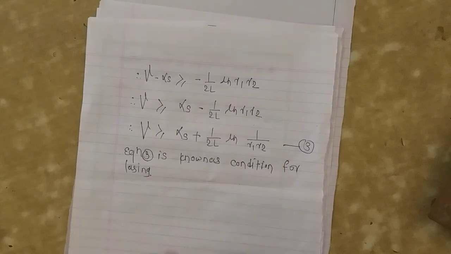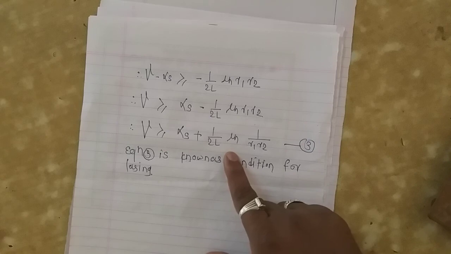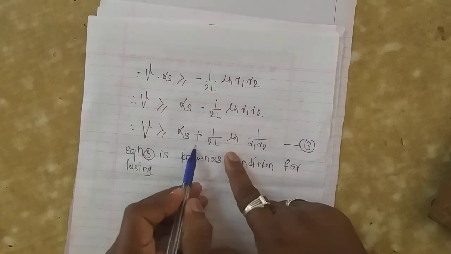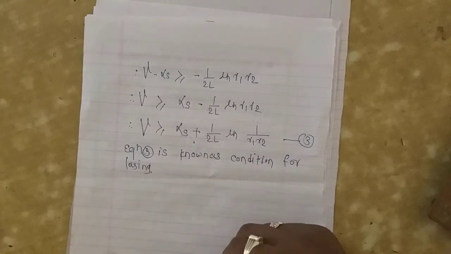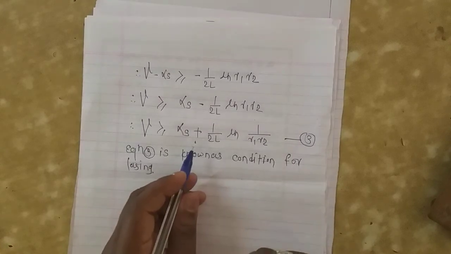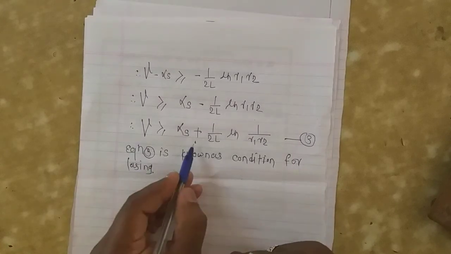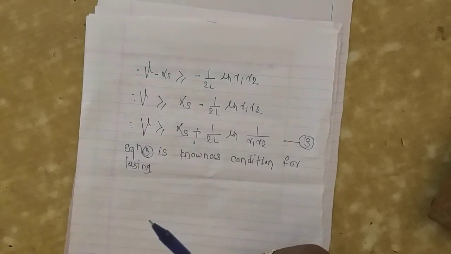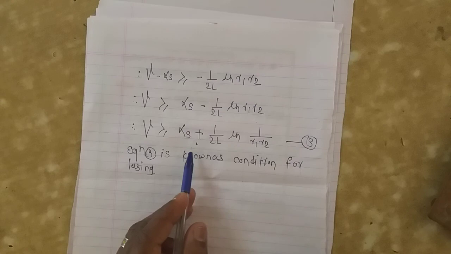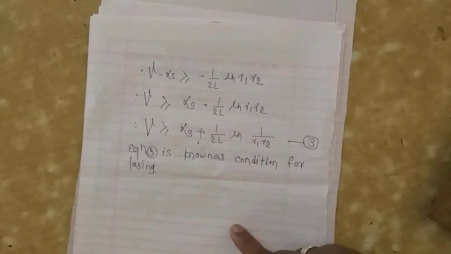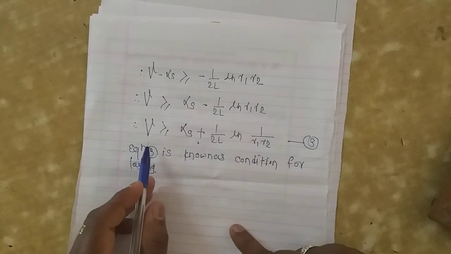This condition is used to determine the threshold value of pumping energy for lasing action, because in lasing action the pumping energy is required. Threshold value means the value at which oscillation will happen. This condition is used to determine the threshold value of pumping energy necessary for the lasing action. And that gamma is the amplification.